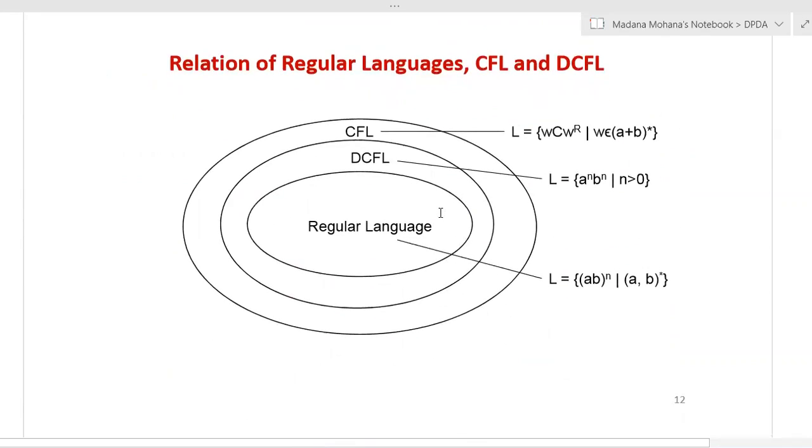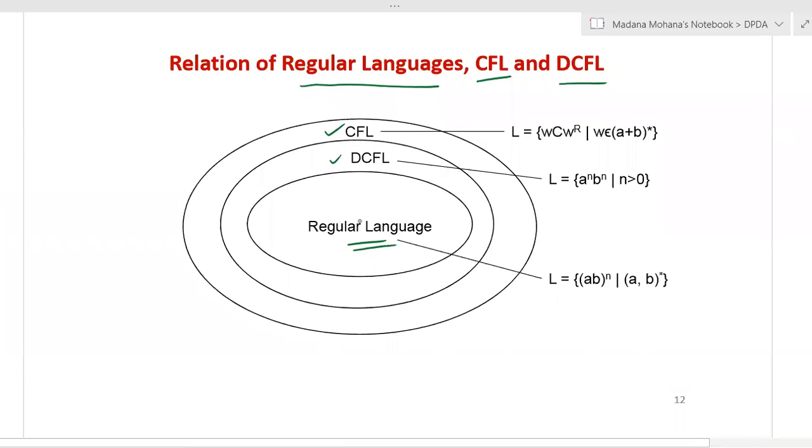Now here we have one relationship diagram of different types of languages: regular language, context-free language, and deterministic context-free language. The relationship is shown in the following diagram. Here you can see first, the smallest space is the regular language. Then higher than regular language, we have deterministic context-free language. Then the top one is context-free language. This is the relationship represented diagrammatically.